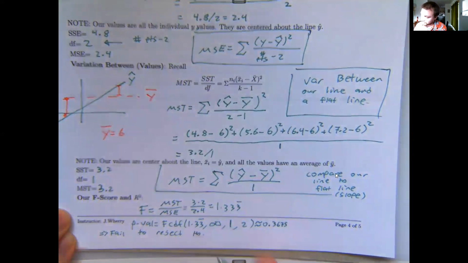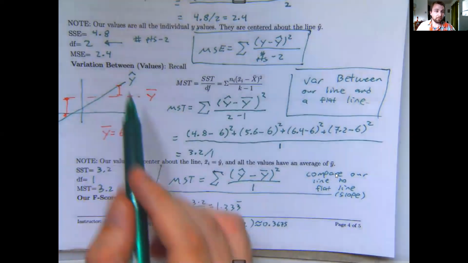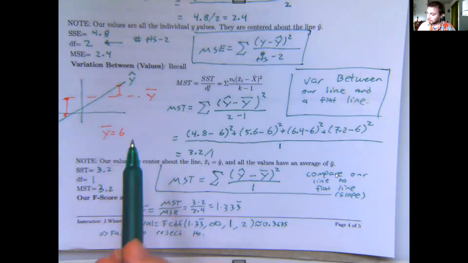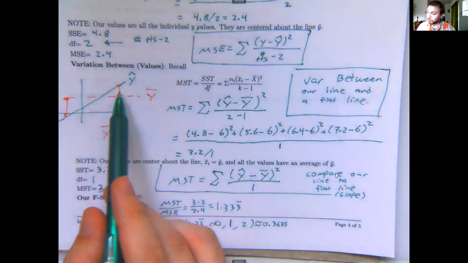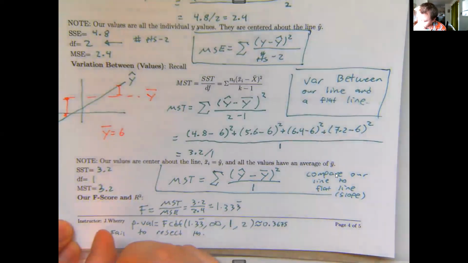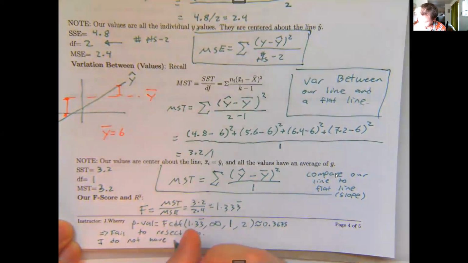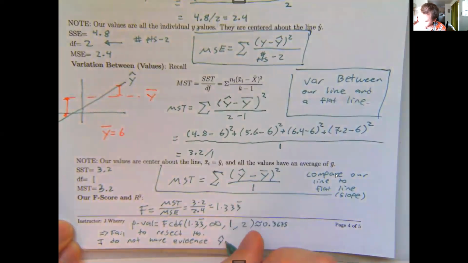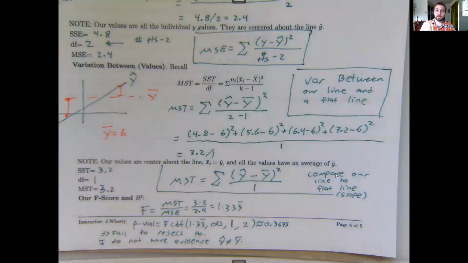And if I'm failing to reject the null hypothesis, when I'm comparing my groups here, this tells me that I failed to tell the difference between y hat and y bar. In other words, I do not have evidence that my y hat and y bar are different. I don't have evidence of a linear relationship. If you were to do a linear regression t-test, you should end up with the same p-value.